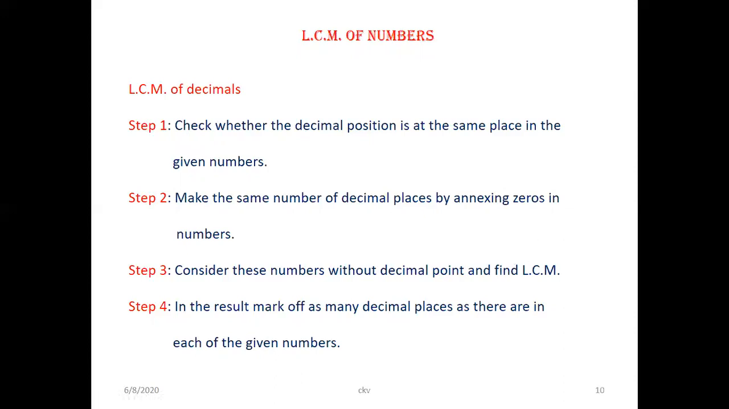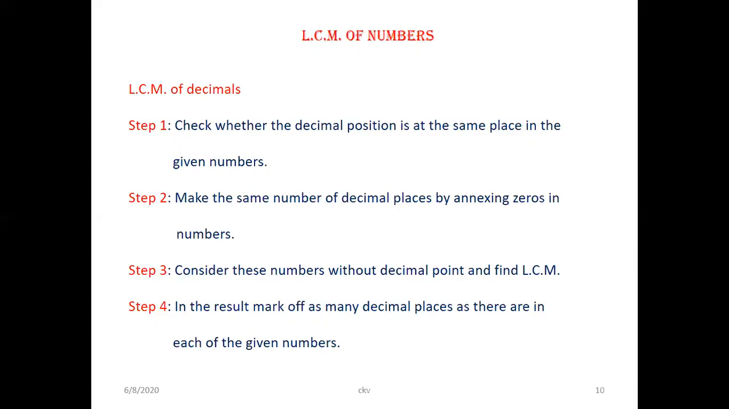You make the decimal position the same place by annexing zeros in the numbers. Afterwards, you must consider the numbers without the decimal point, and then find out the LCM of those numbers without taking into consideration the decimal. After finding out the LCM of those numbers by the methods which you learned just now, you get the LCM and afterwards you mark off the decimal position as there are in each of the given numbers.